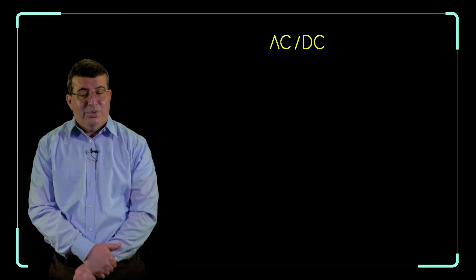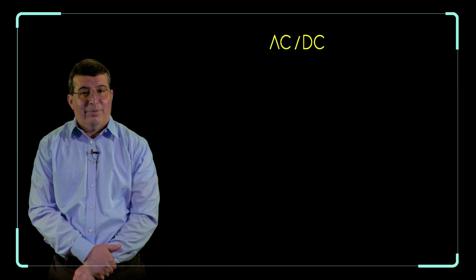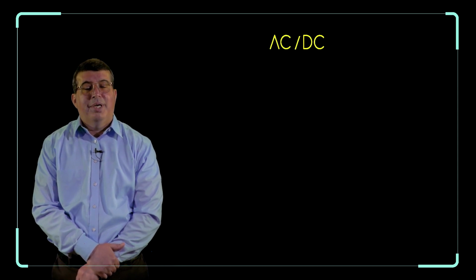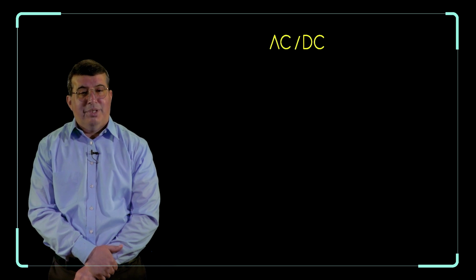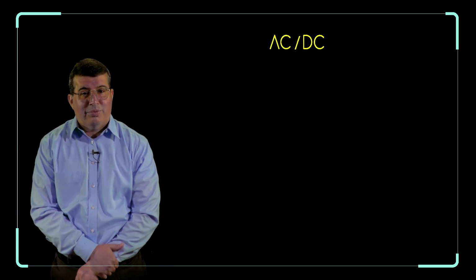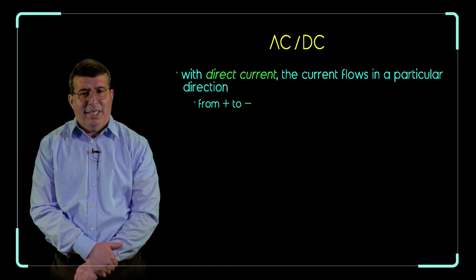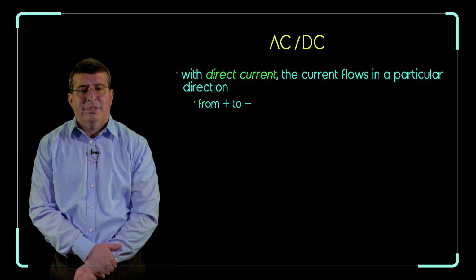The final lesson of this topic is alternating current and direct current. In the simulations that I showed you, the current flowed in a particular direction from positive to negative. There were little arrows pointing in the direction of the current, and those arrows pointed from the positive side of the battery to the negative side of the battery. So that is called direct current, because the current always goes in a particular direction.